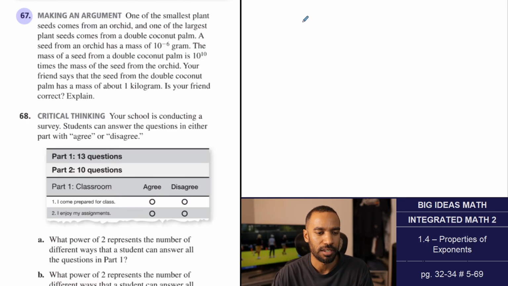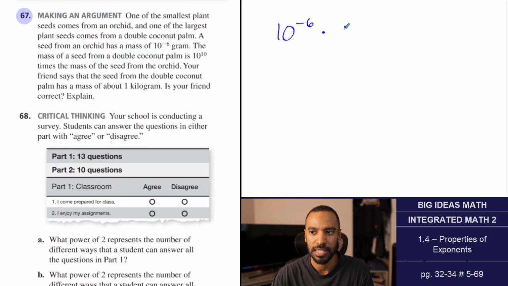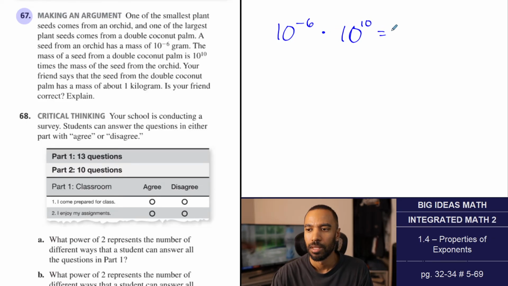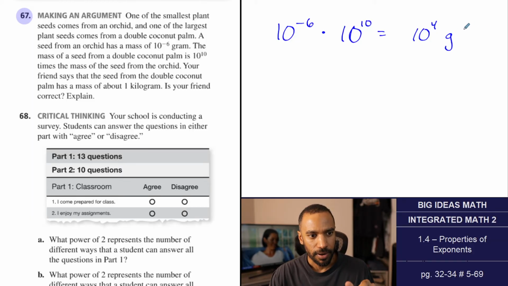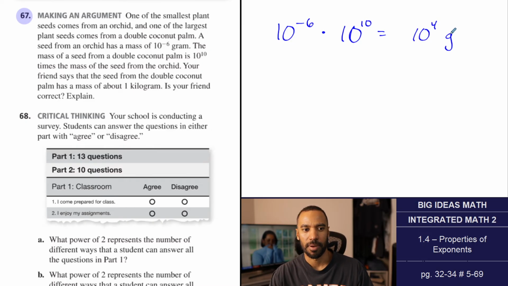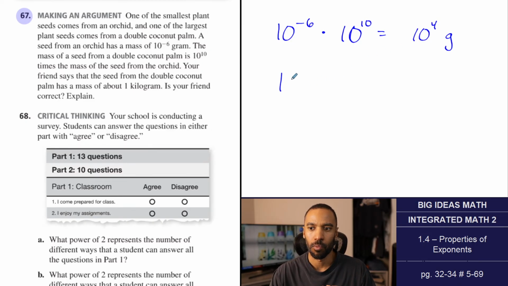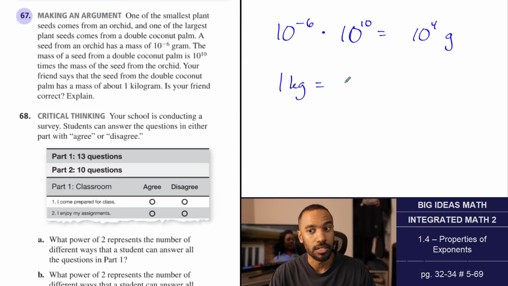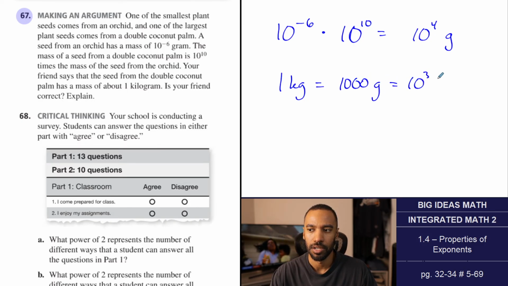So if you compared these two, the seed from an orchid and 10 to the 10th times the mass of the seed from the orchid, if you took the orchid's mass of 10 to the negative 6th and made it 10 to the 10th times larger, then you would get 10 to the 4th grams. Your friend says the seed from the double coconut palm has a mass of about 1 kilogram, but 1 kilogram, to my knowledge, is 1,000 grams, which is 10 to the 3rd grams.